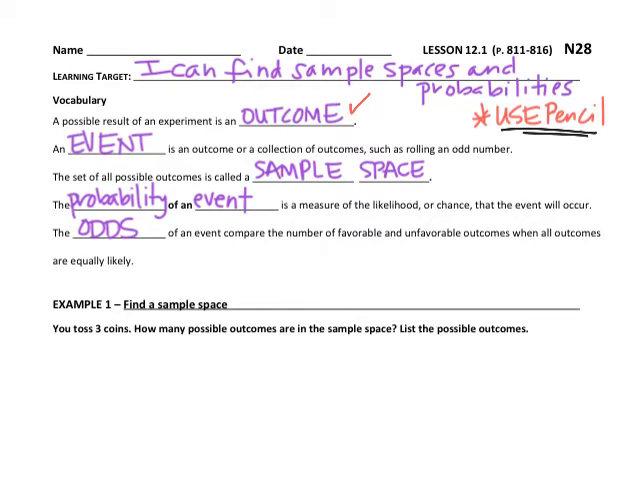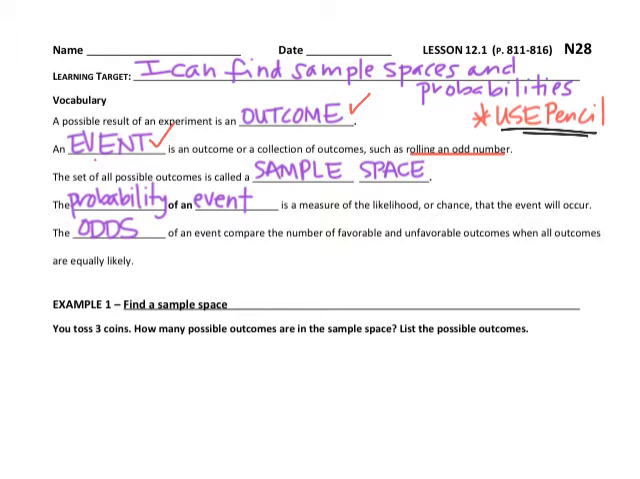So we are going to be listing all of the possible outcomes of different types of experiments that we do, or different types of problems that we're going to look at with different types of probabilities. So we need to know that an outcome is a possible result of an experiment. Next we have an event. An event is an outcome or a collection of outcomes, such as rolling an odd number. So a specific thing that could occur when you do a specific experiment. So rolling an odd number on a die would be an event.